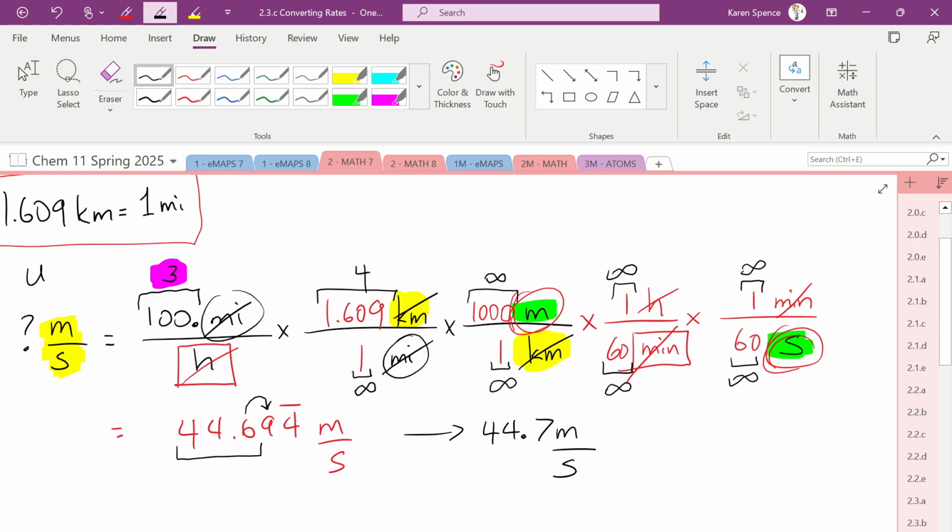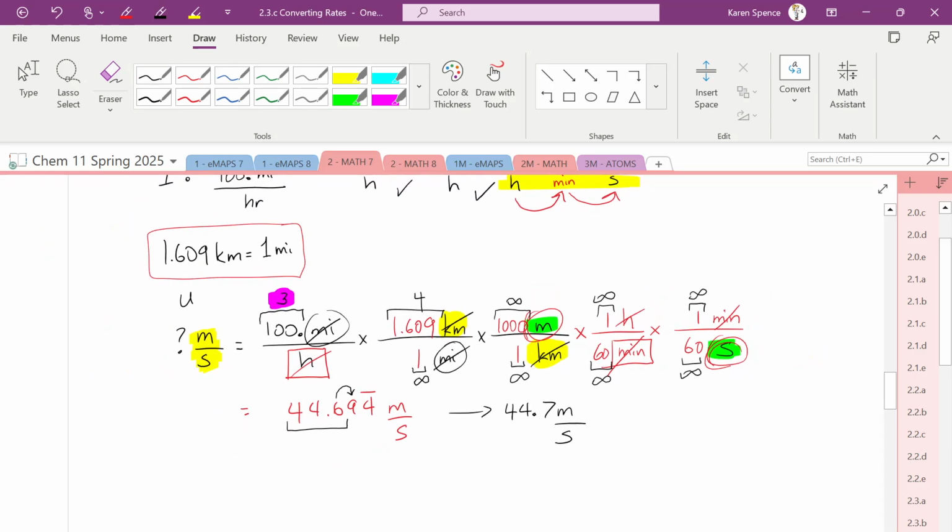That's big and long and ugly. What if you don't like big and long and ugly? What if you want a simpler way to do it? It will require a little bit more writing, but it is often easier for people. Convert the top, convert the bottom, and then divide. Okay, so this is method A. Method A, do it all in one line.